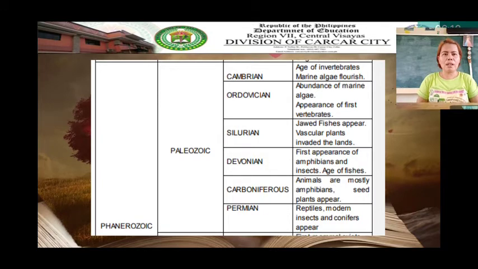And then for Devonian, we have the first appearance of amphibians and insects, an age of fishes. Now for the Carboniferous, the animals are mostly amphibians. Amphibians are animals that can live both on land and in water. And seed plants appear. For the Permian, we have the reptiles. What are reptiles? These are animals that live on land. They have hard skin. They cannot live in moist areas but in dry areas, particularly on land. Lizards are an example of that. We also have the modern insects, and conifers appear.